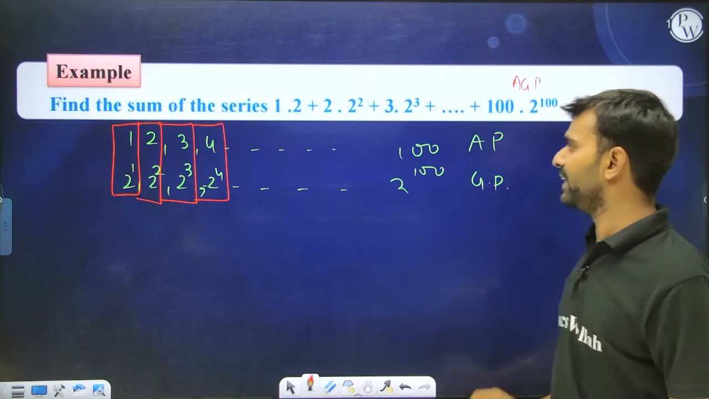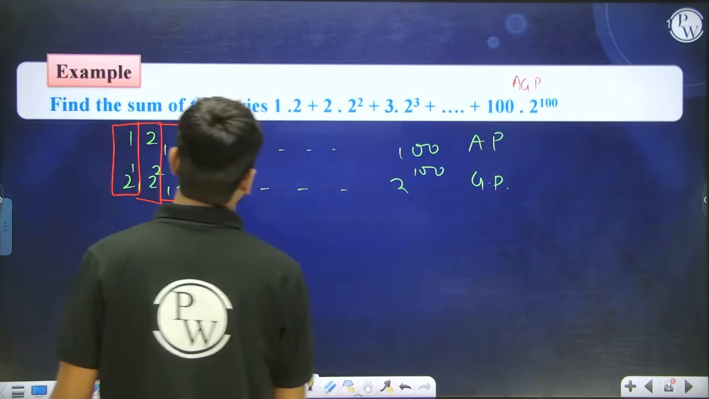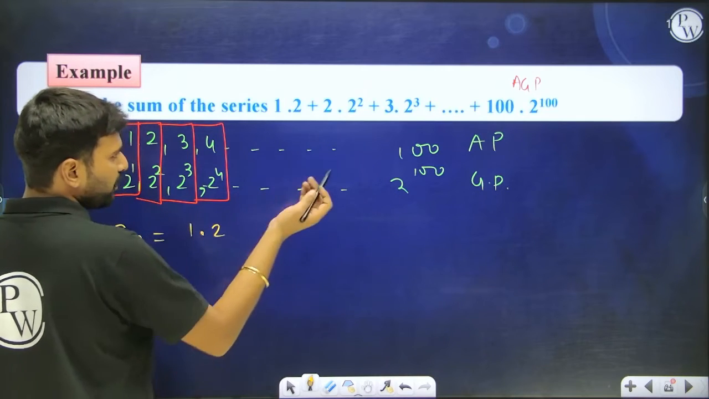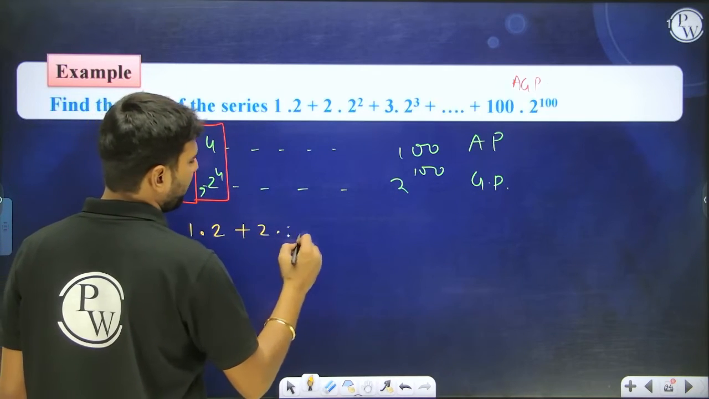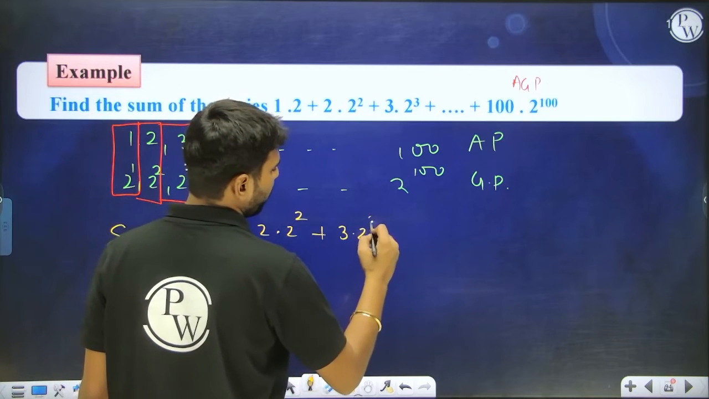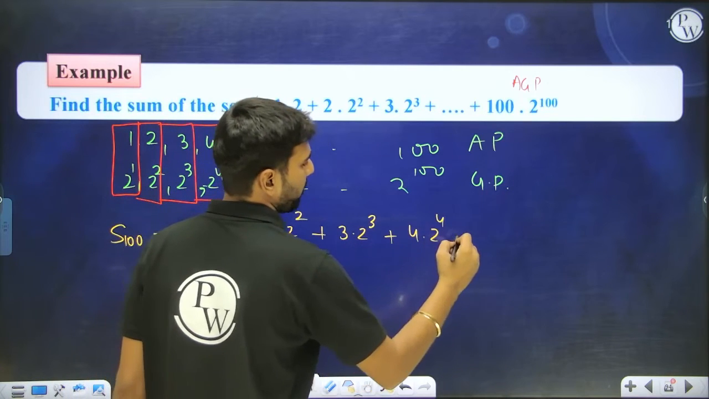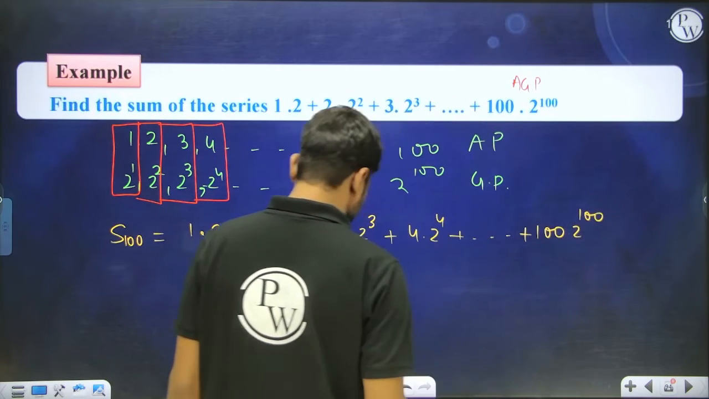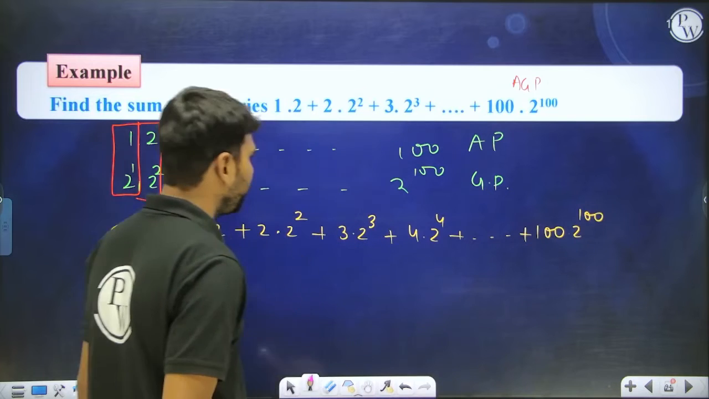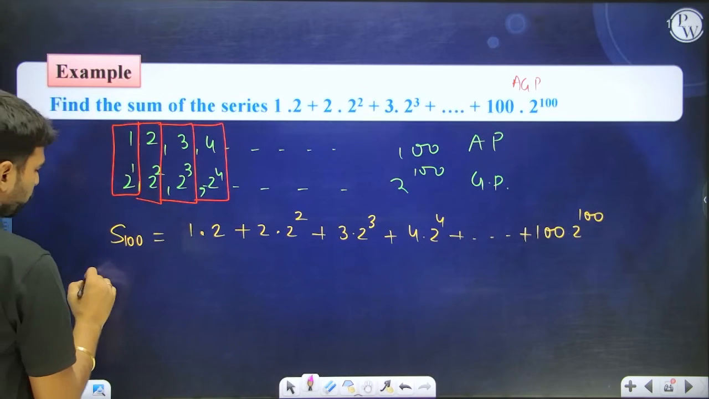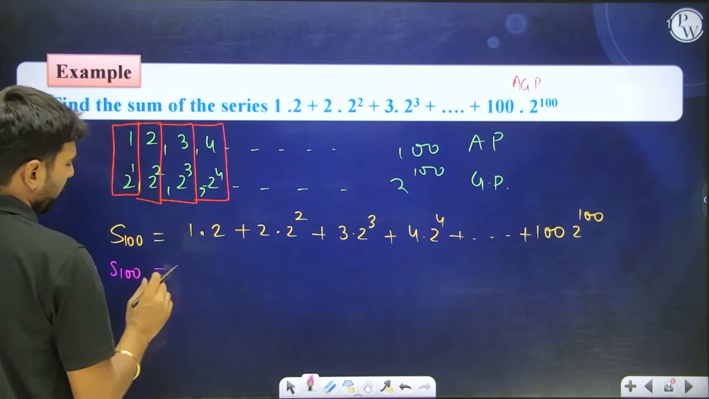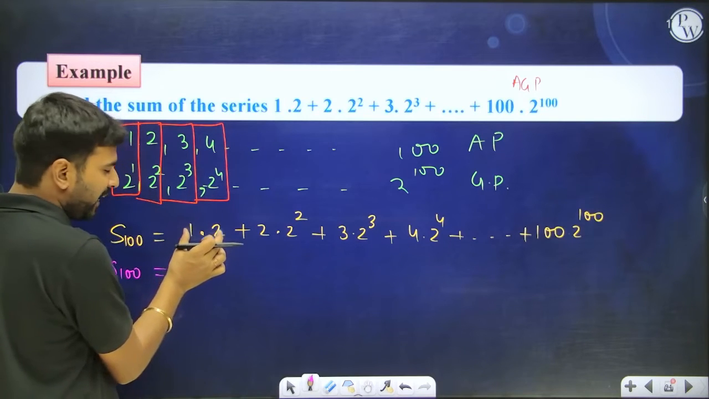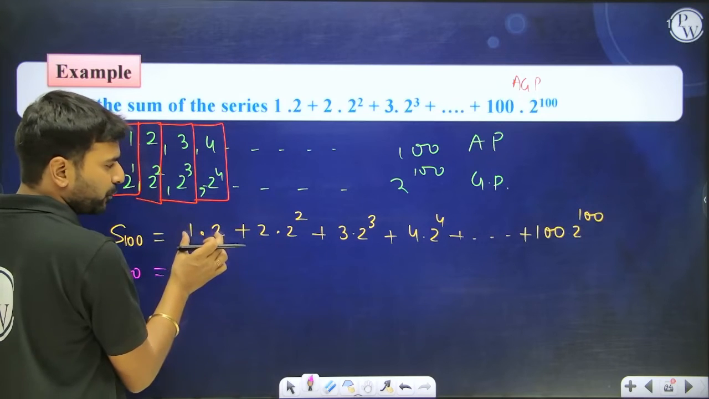So if we want to find out its summation, let's first call this particular thing S100, because these are the first 100 terms that we are having. Then the common ratio of the GP is nothing but 2, so let's multiply this equation by 2. If you multiply this by 2, we are not going to write below this, rather we're going to multiply this by 2 and write it over here.